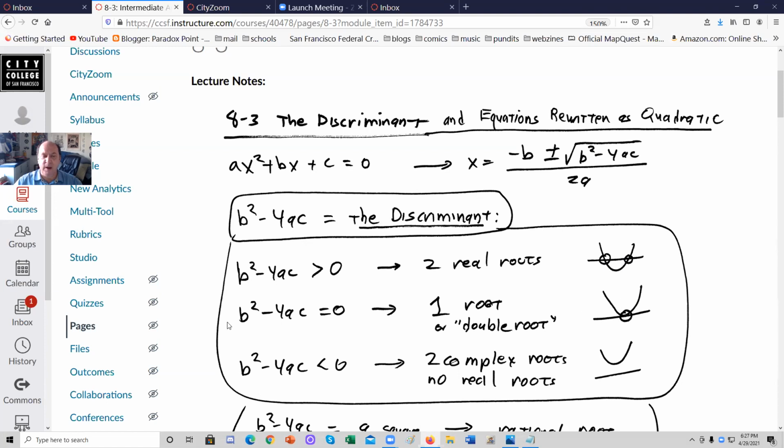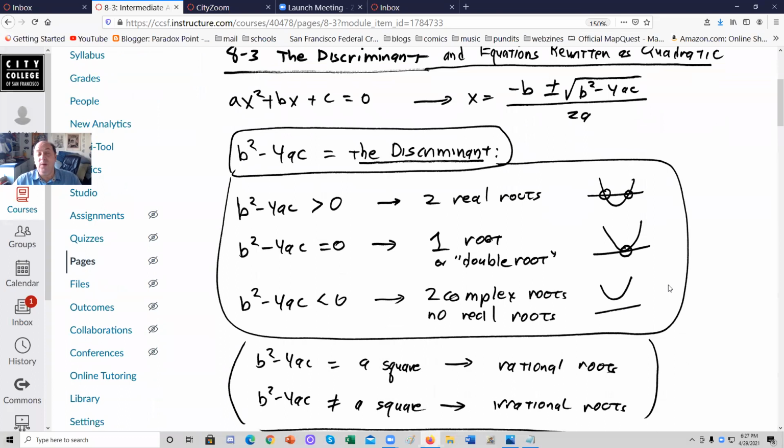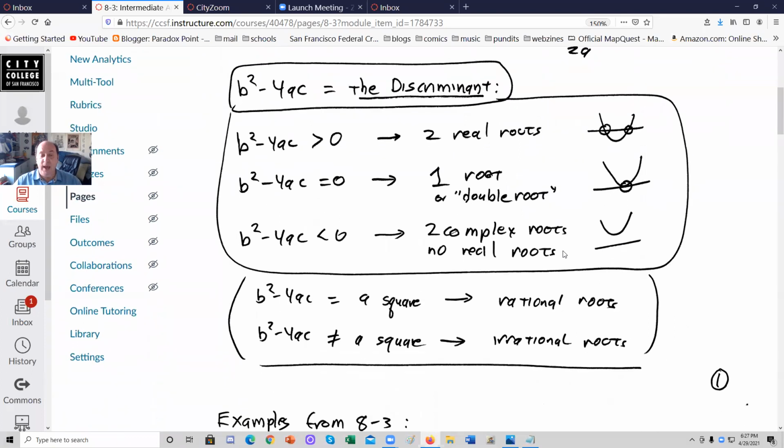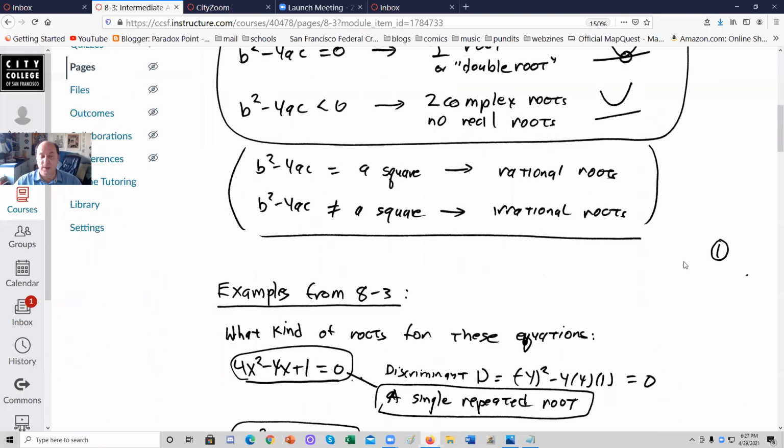If b squared minus 4ac is less than 0, you have a square root of a negative, which is not a real number, it's a complex number. So you get two complex roots and no real roots. That's like when you graph the parabola and it lifts off the real x-axis entirely and meets it nowhere. And furthermore, if b squared minus 4ac is a square of something, then you get rational roots. If it's not a square, then you get irrational roots.